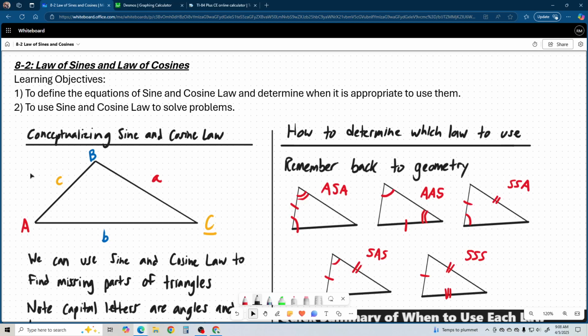Hello everyone, welcome to 8.2, Law of Sines and Law of Cosines. So today we are going to define the equations for sine and cosine law and determine when it is appropriate to use them, and then we are going to use sine and cosine law to solve problems.